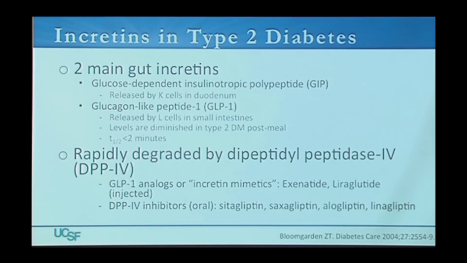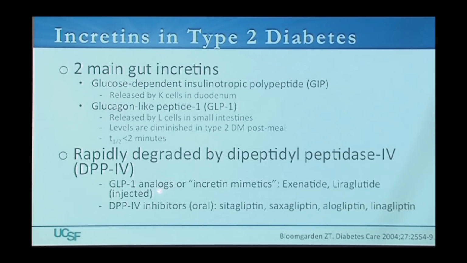These hormones are very quickly chewed up, or degraded, by an enzyme in our blood called DPP-4, or dipeptidyl peptidase 4. So when we look at developing a drug that would mimic a hormone our body already makes, we could develop an analog to it, just like we did with insulin. I'll talk a little bit about that. So we have some GLP-1 analogs. We have two available, exenatide and liraglutide.